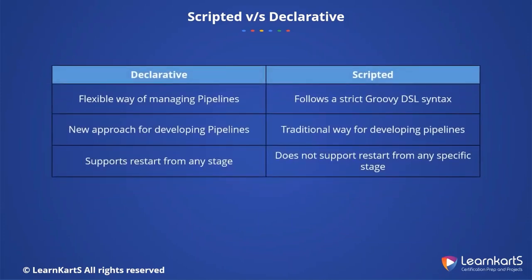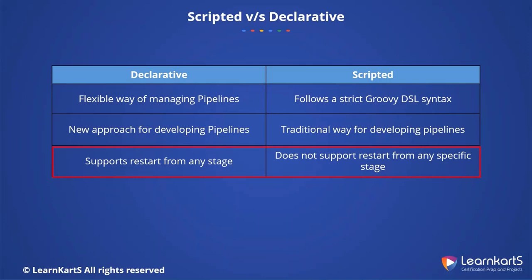So again, the difference is pretty much the same. The declarative is very flexible, while scripted follows a very strict Groovy pattern. Scripted is a traditional way, whereas declarative is a new approach of developing pipelines. Declarative pipelines can be restarted at any stage. If you feel like you want to restart any stage, you can. That's the kind of option which is being given here.